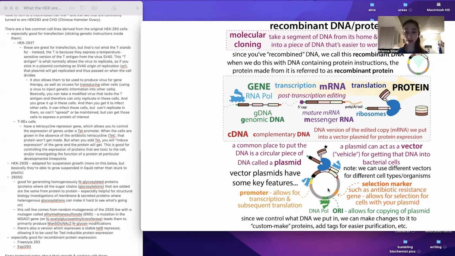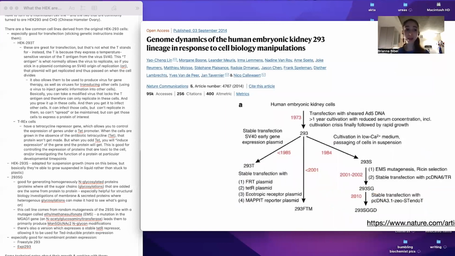This is something that we commonly want to do when we are studying what various proteins do. We want to put a reporter in there. There are various reasons why we want to transfect cells. And the HEK 293 cells, or the T cells, are really good for this. But one reason that makes them really good is that they're able to stably maintain the plasmid.